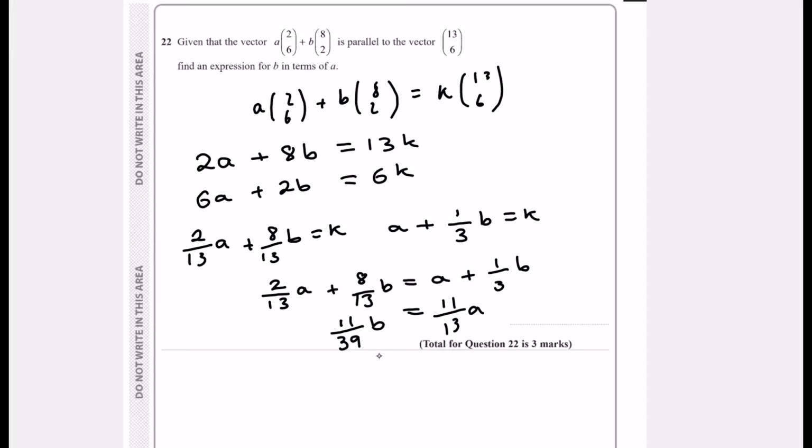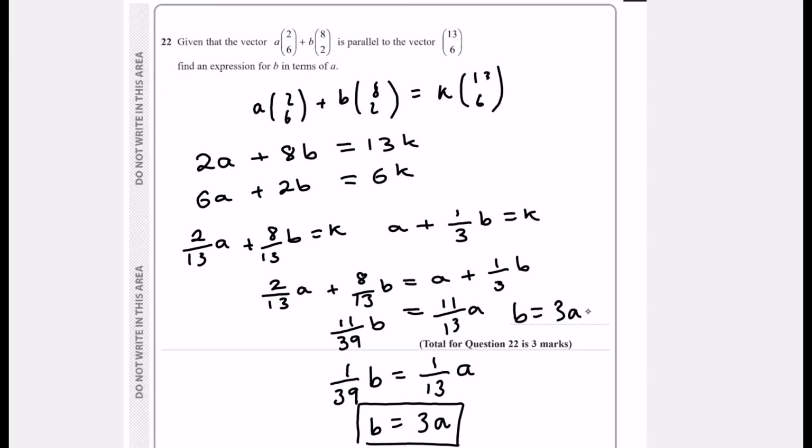We just need to get b by itself. I can do it in 2 steps. I could times by 39 and then divide by 11. Or actually, I'll just divide both sides by 11 and have 1/39 b equals 1/13 a. And then times both sides by 39. So 39 over 13 is actually going to be 3. So b equals 3a. And that is our answer.